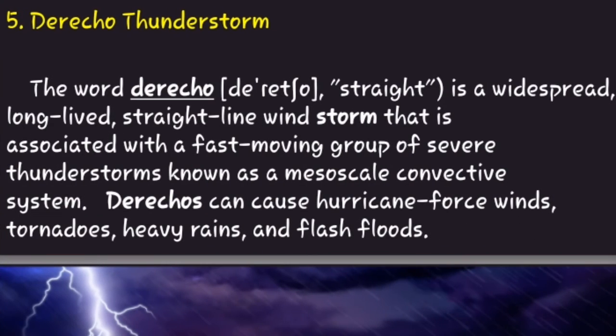Lastly, the derecho thunderstorm. The word derecho, meaning straight, is a widespread, long-lived straight-line windstorm that is associated with a fast-moving group of severe thunderstorms known as a mesoscale convective system. Derechos can cause hurricane-force winds, tornadoes, heavy rains, and flash floods.